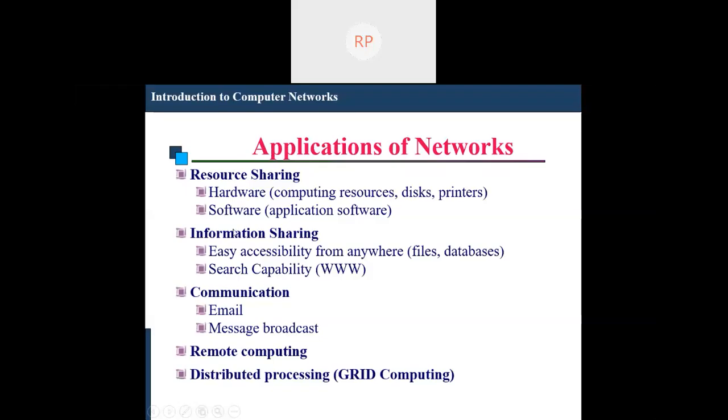The next one is the software. Application software, whatever you have to use. OS is one of the software; multiple softwares you have to use. So it's nothing but resource sharing, the first application of network. Because of networking, it's possible to share the resources.